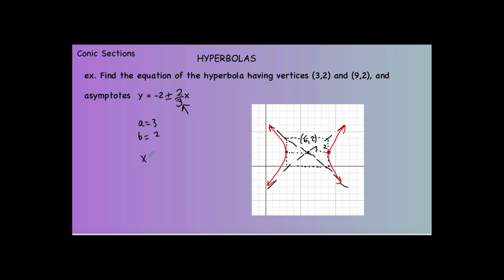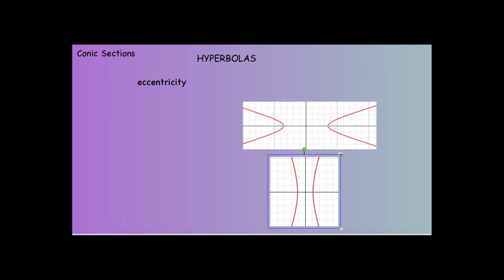So it's (x minus 6) squared over 9. Remember, a squared is always under the first term, the term that gives you the orientation of the transverse axis, minus (y minus 2) squared, because (6, 2) was the center, over 4, and that must equal 1. So there's my equation of that hyperbola.